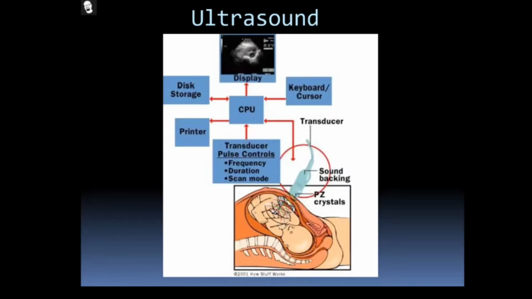That is a CPU there, and the keyboard is there in the ultrasound. Using that particular keyboard, we can change the mode of the ultrasound machine. Most probably we already know that in the course we already covered A mode, B mode, and M mode. A mode has a little bit of frequency.